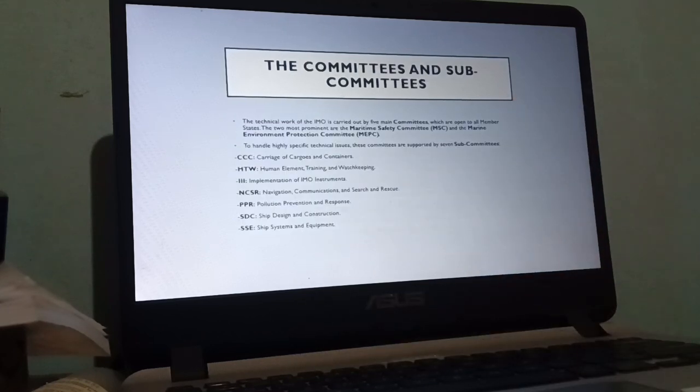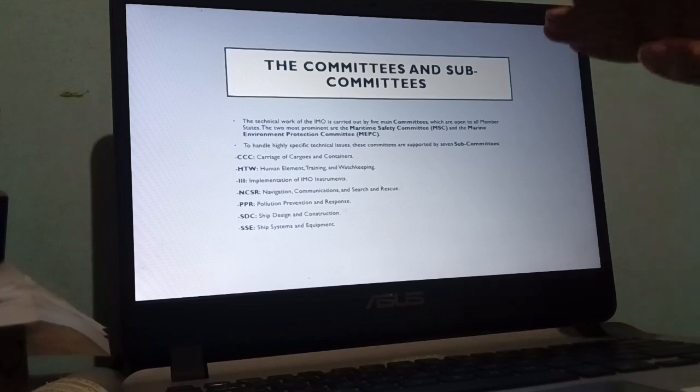The committees and subcommittees. So the technical work of the IMO is carried out by five main committees which are open to all member states, and the two most prominent are the MSC, or Maritime Safety Committee, and the Marine Environment Protection Committee. To handle highly specific technical issues, these committees are supported by seven subcommittees.